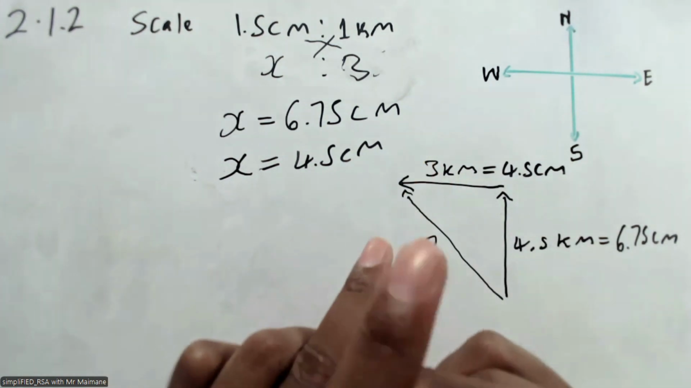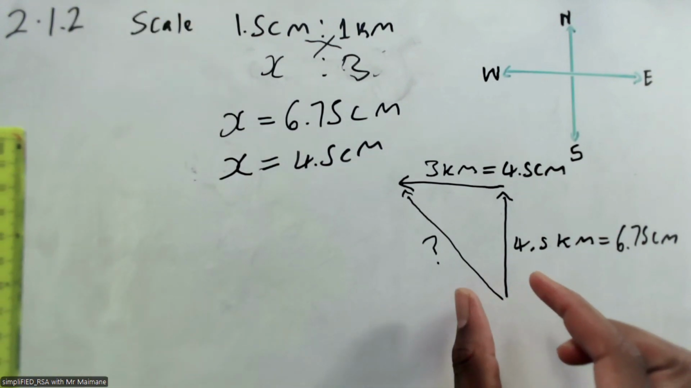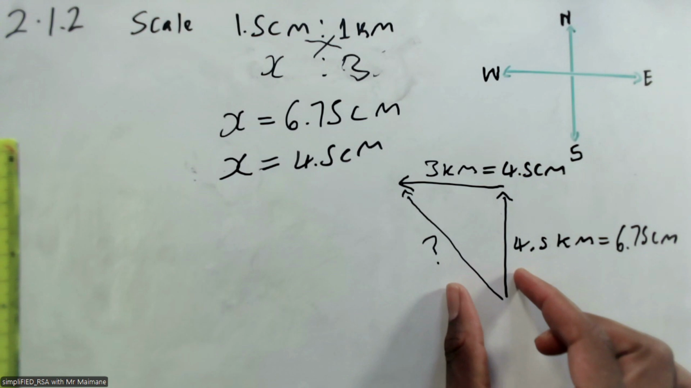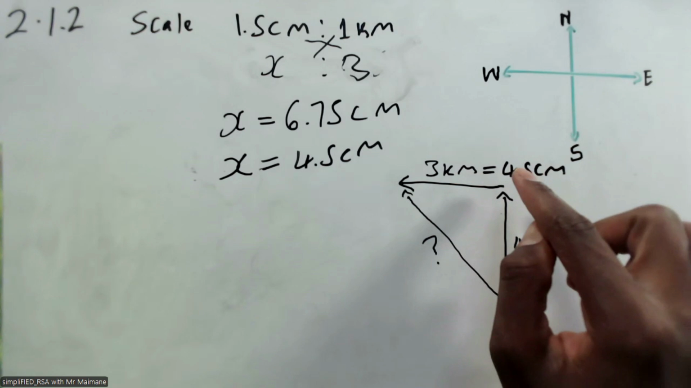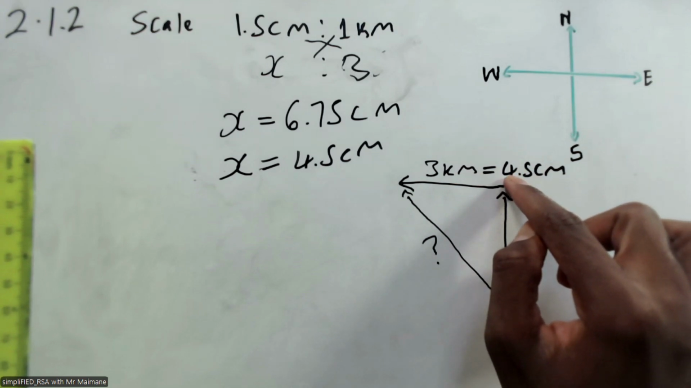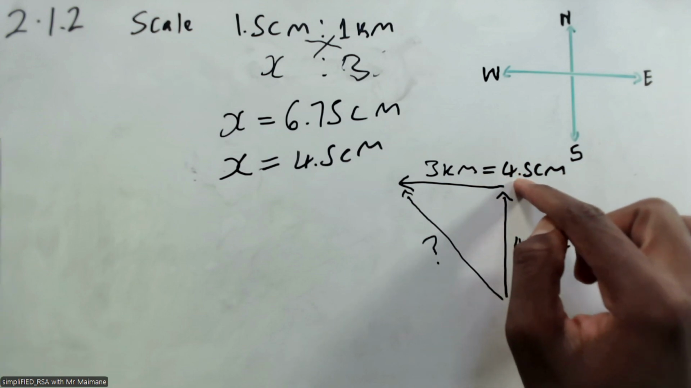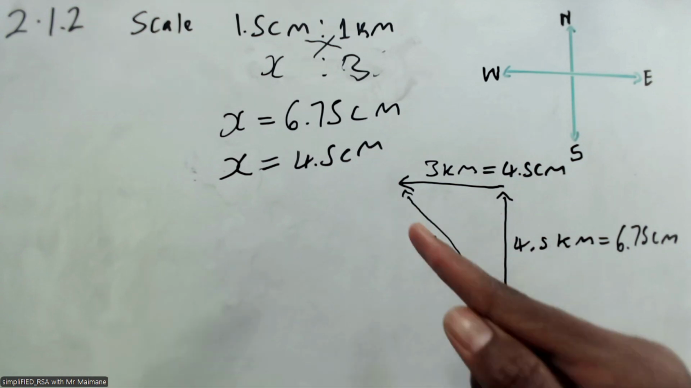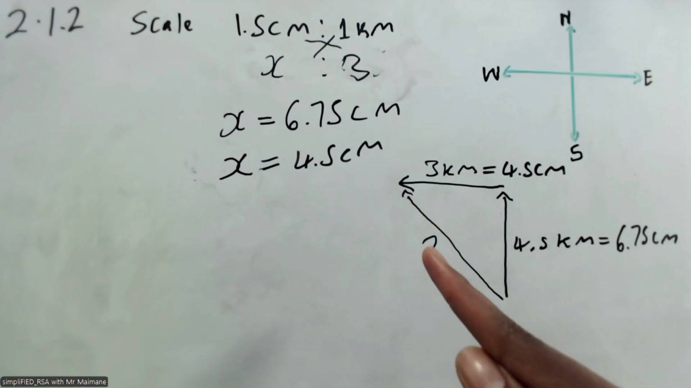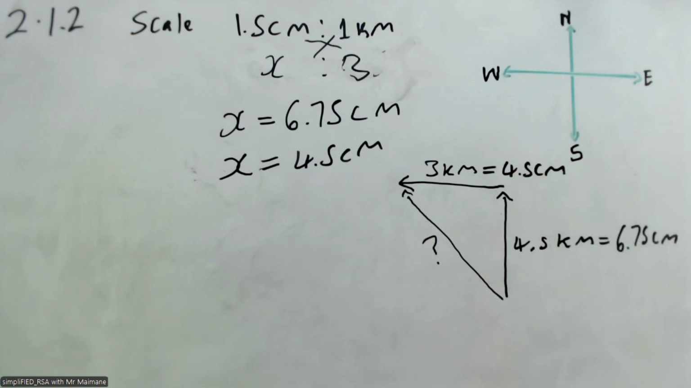Now, the final goal that I have to do is just to use a ruler. I just have to use a ruler to construct this, but accurately this time. So I will draw 6.75 centimeters going north, and then from north, I will join from the head because we're using head to tail. I will join from the head and construct 4.5 centimeters going west, and then I will join the resultant displacement and measure how much the resultant displacement is according to the ruler. Let's do that.